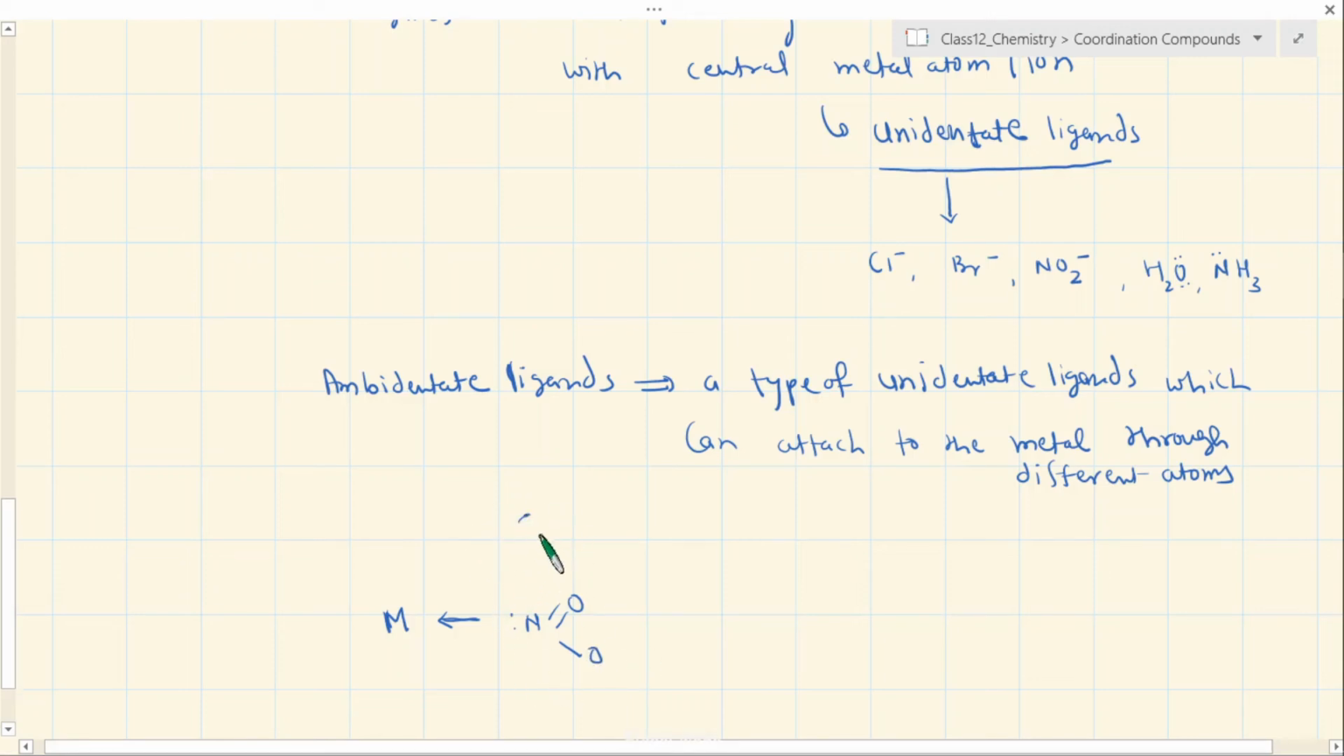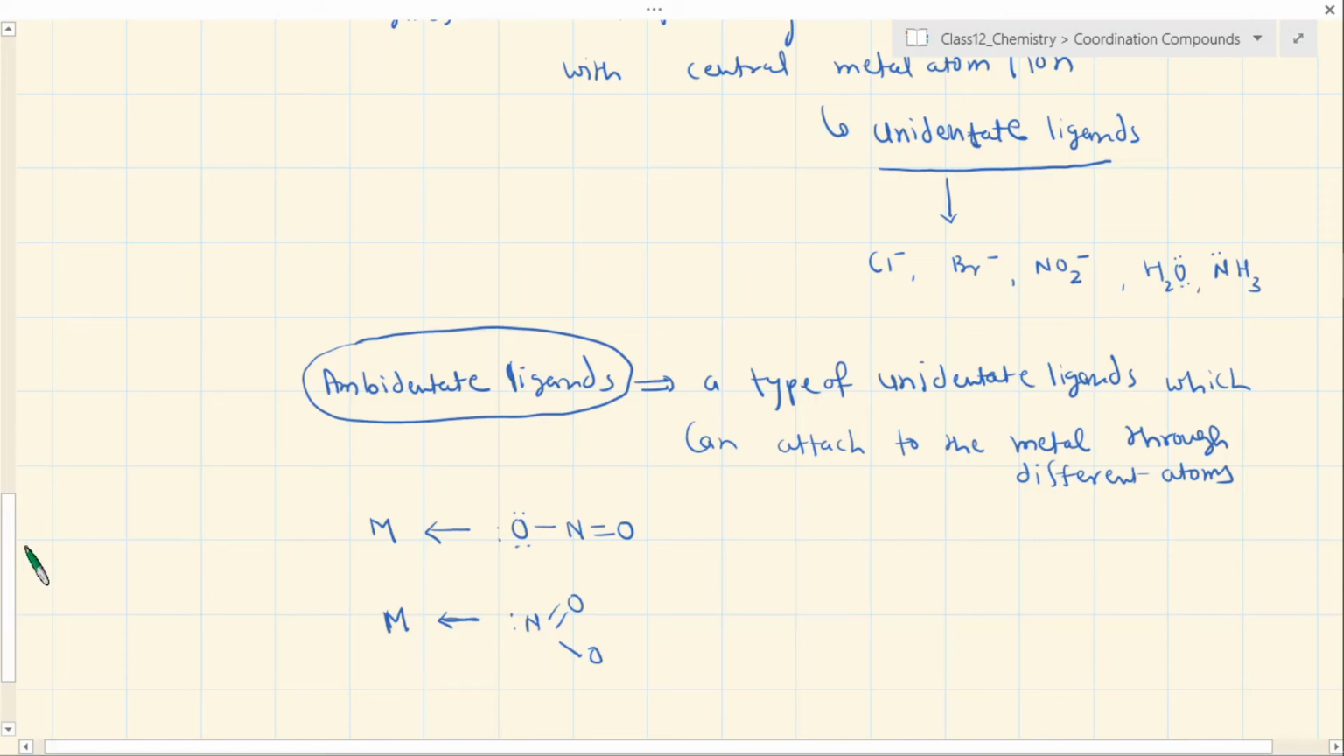One way is this, and the other way will be through oxygen. So these kinds of ligands, although they are forming only one bond with the metal, can attach to the metal in two different ways, and this bonding is not the same as that bonding, so this will lead to different properties. So these kinds of ligands which can attach to the central metal atom in two or multiple different ways are called ambidentate ligands, but they are still unidentate ligands because they are still attaching only through formation of one bond.